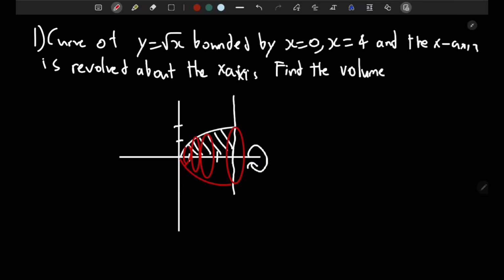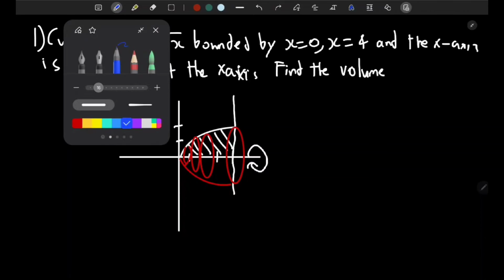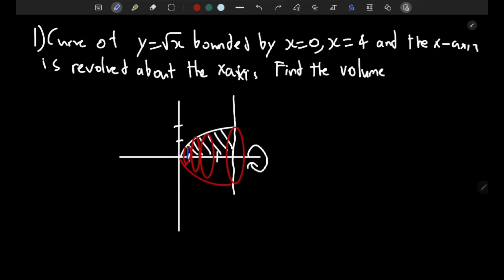Now, to find the area of the small disk, we need the radius of each of these discs, right? So it's going to be, let me change the color again, let's choose blue. It's going to be from here to here. For this disk, it's going to be from the x-axis to this point over here, and so on. So what is the radius here? It is simply going to be the function, y equals radical x.